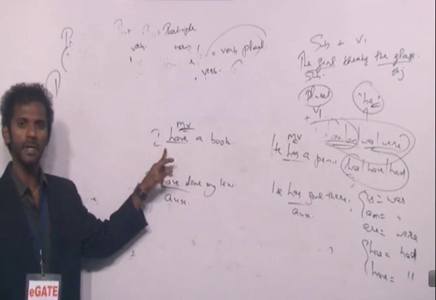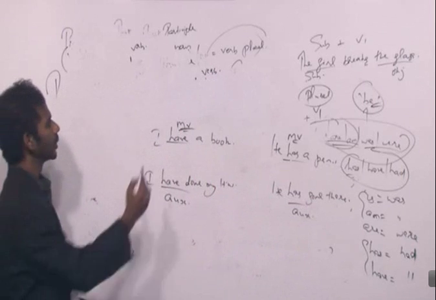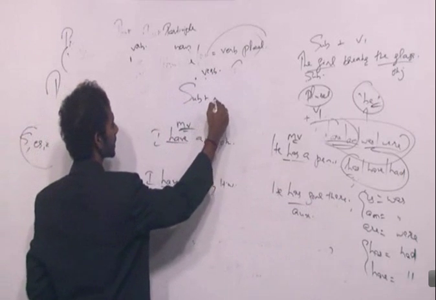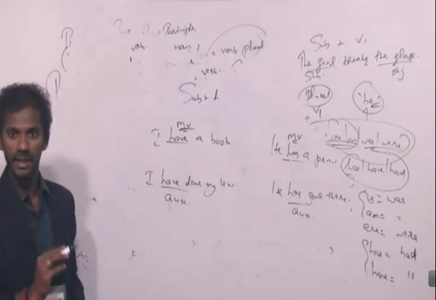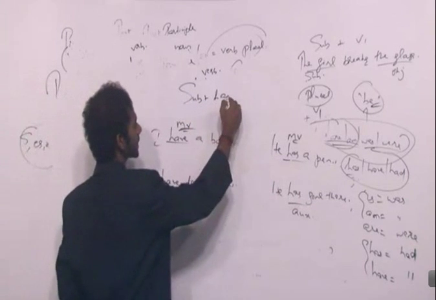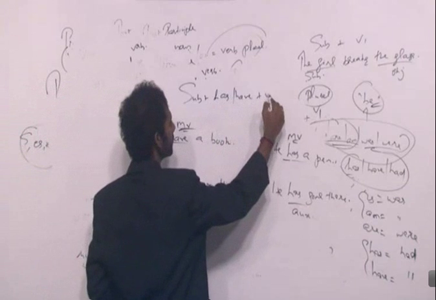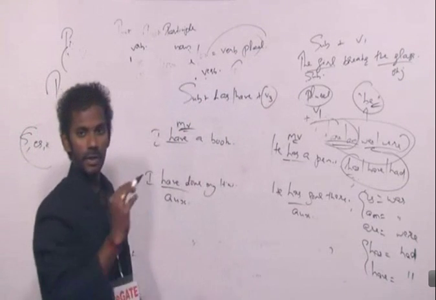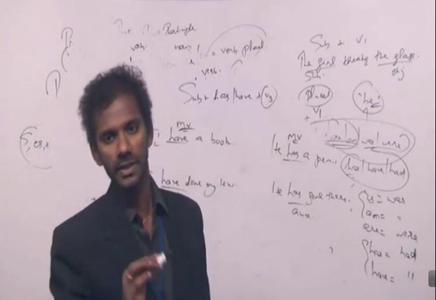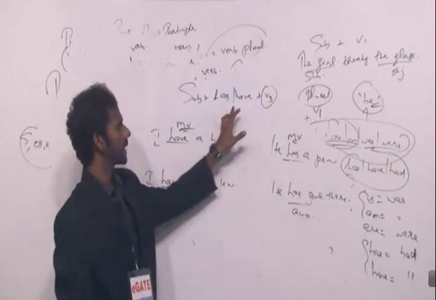What is the rule of present perfect? Present perfect, the rule is subject plus, I told you to learn the structures by heart. Clear? Subject plus has or have plus V3. I told you in perfect tenses, only V3 comes and V3 must come. This is the rule of present perfect.